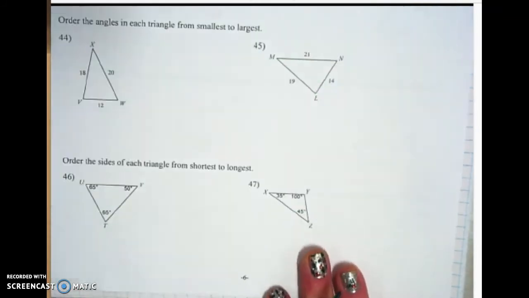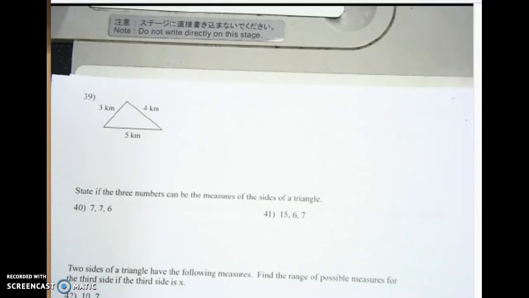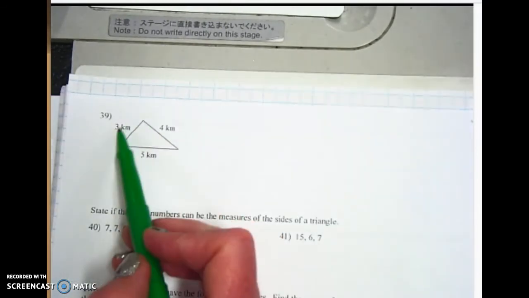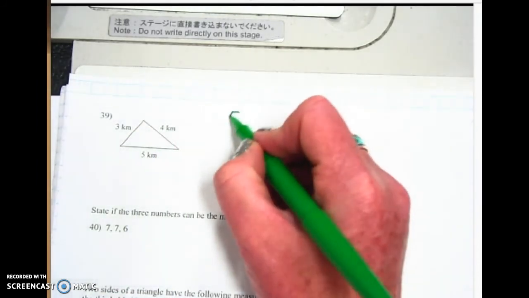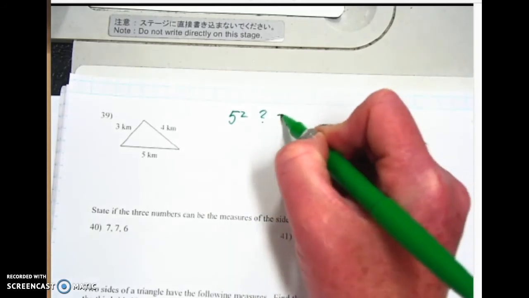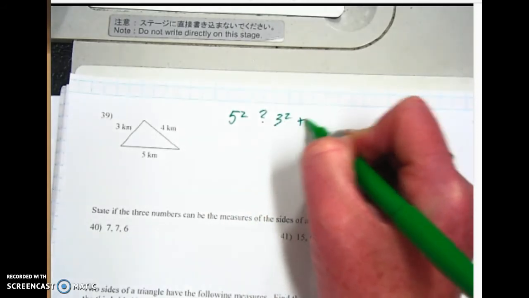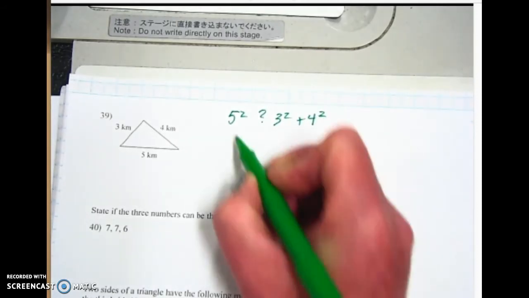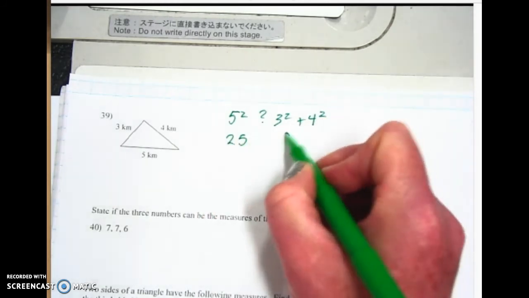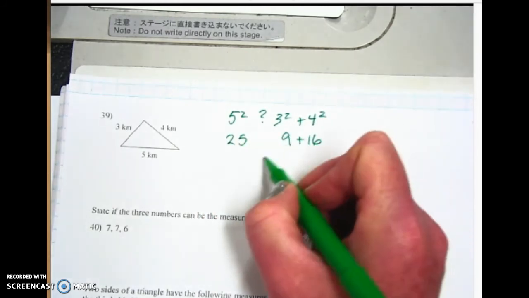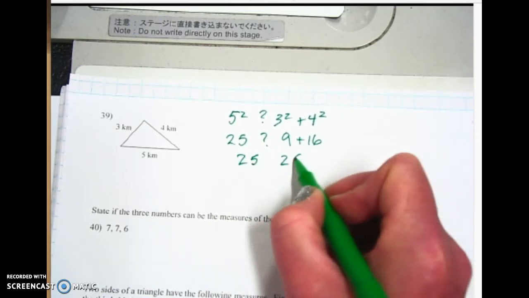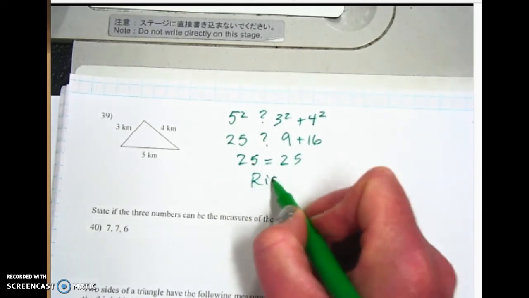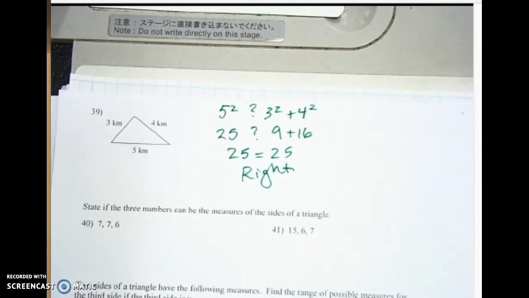And turn over to page 6. Same thing on page 6. Add the 2 smaller sides together. 3 plus 4 is 7, greater than 5, so we're good. Let's see. 5 squared is question mark to 3 squared plus 4 squared, so this is 25, 9 and 16. 25 and 25, they're exactly equal, which makes it a right triangle.